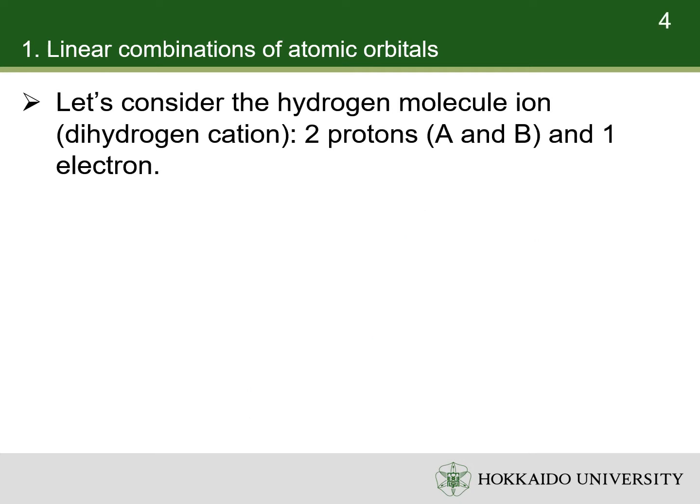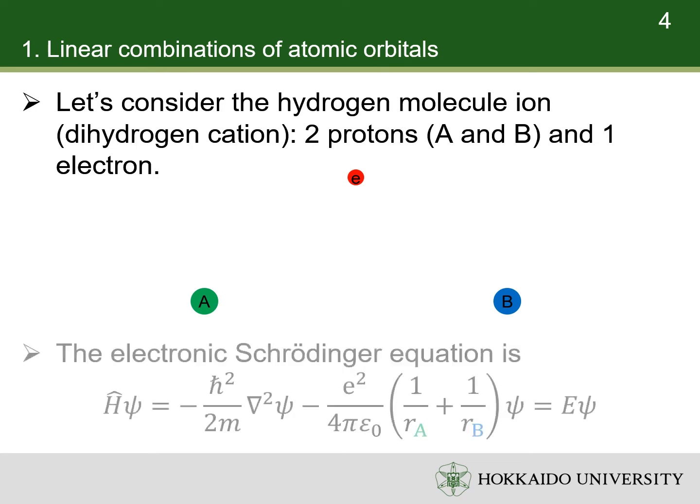The simplest system with more than one nucleus is the hydrogen molecule ion. It is also known as dihydrogen cation. It has two protons and one electron. We can call the protons proton A and proton B. The electronic Schrödinger equation is shown below.